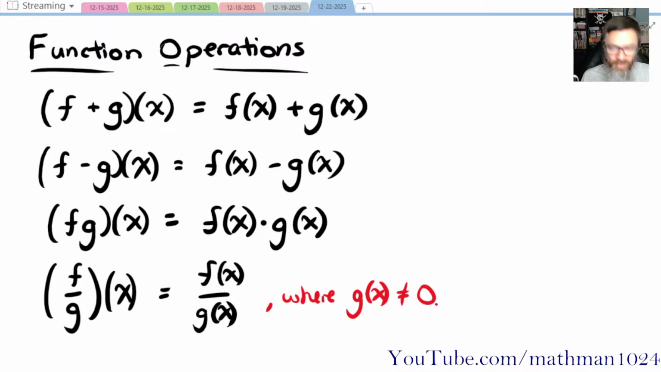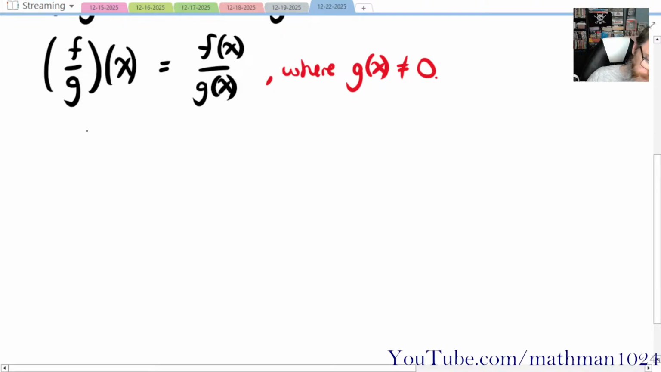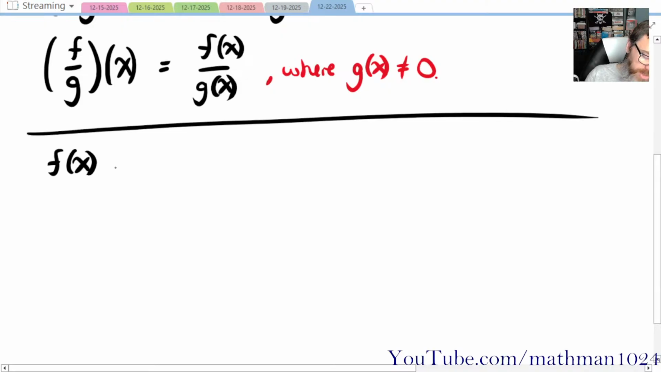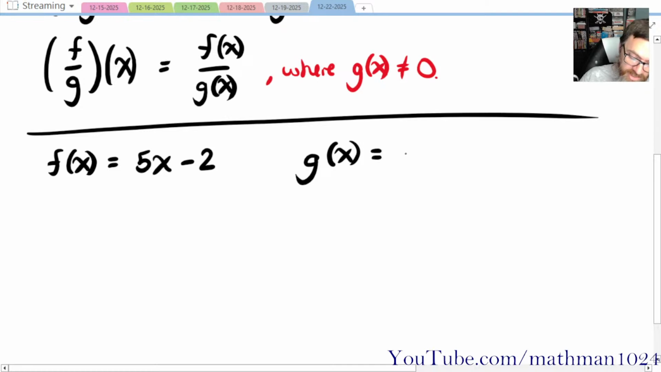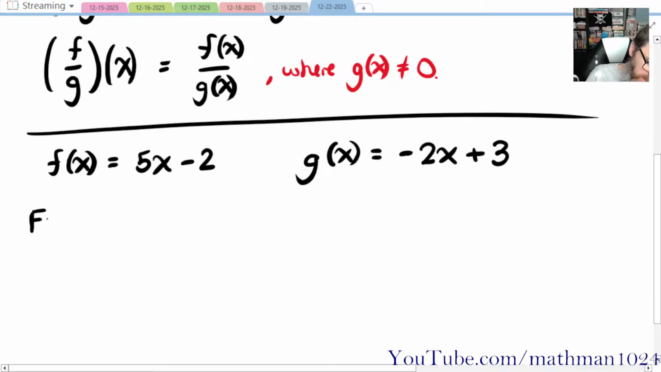All right, now that we have that out of the way, let me show you how we go about using these. If I start off with f of x equal to 5x minus 2, and I give you a second function, g of x equal to negative 2x plus 3. Again, just two functions, nothing to be concerned about. And then I ask you this: find or evaluate f plus g of 7.